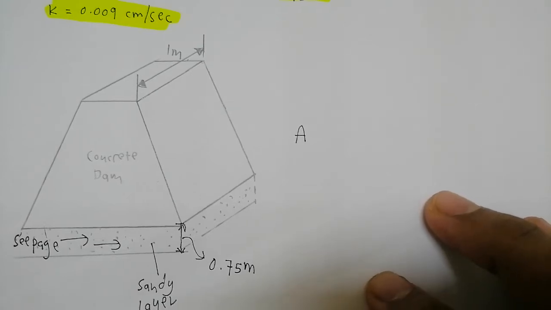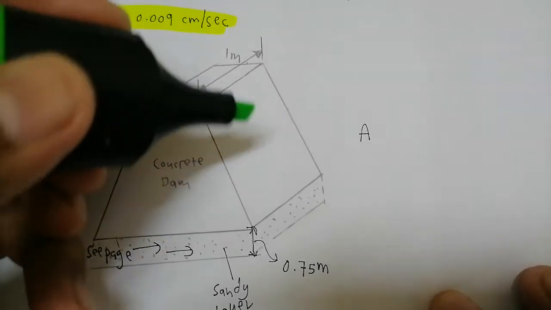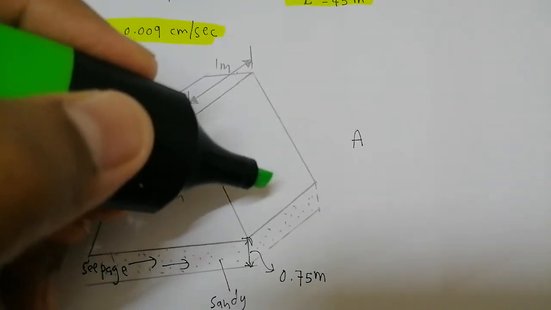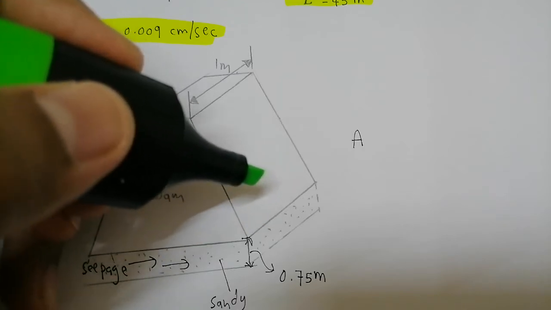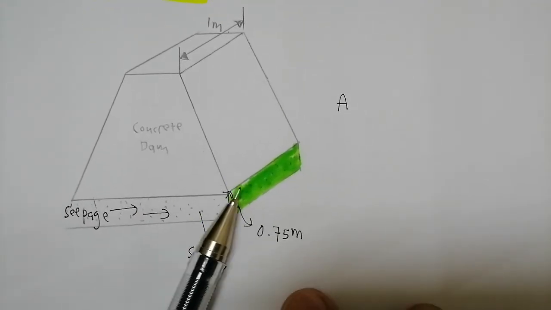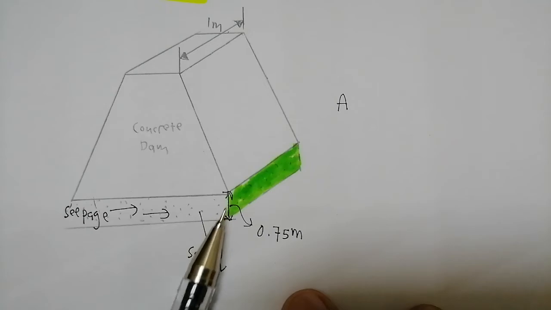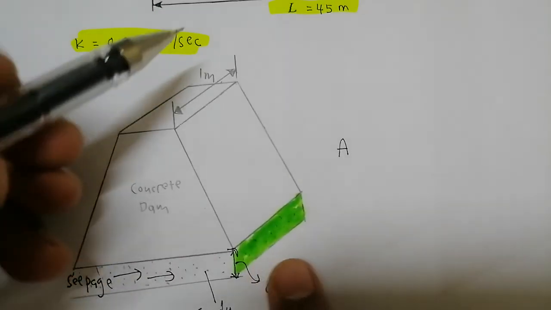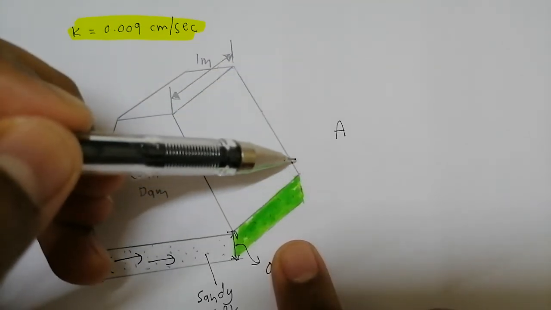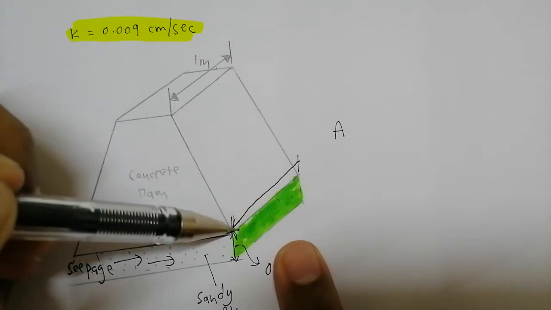So the area that we are talking about is this area. I'm going to use a green highlight to highlight the area for you. We want to calculate the area of this area. Guys, this is the area that we are interested in, the one highlighted in green. We know that the thickness of the sandy layer is 0.75 meter. Therefore, we want to know the length of this.